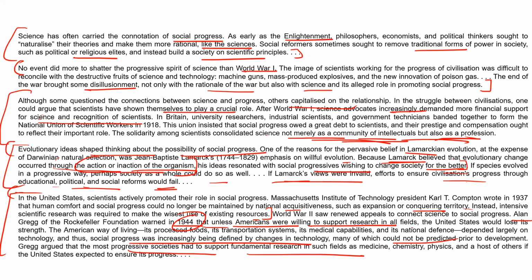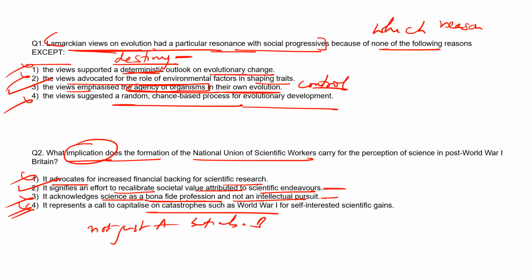that unless Americans are willing to support, US would lose its strength. American way of living dependent largely, social progress was increasingly, many of which could not be most progressive had to support. This is looking expected to ensure its progress. If America expected to ensure its progress, मतलब आगे जाके भी. So he's making a forward-looking statement, not a historical or looking back.